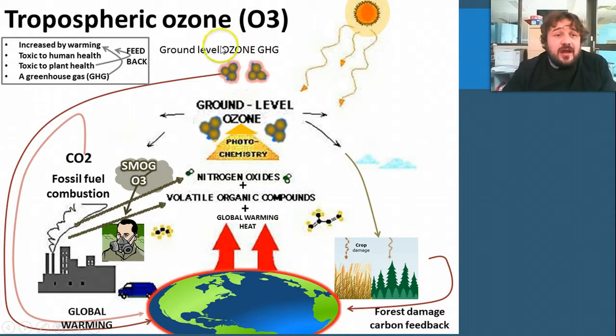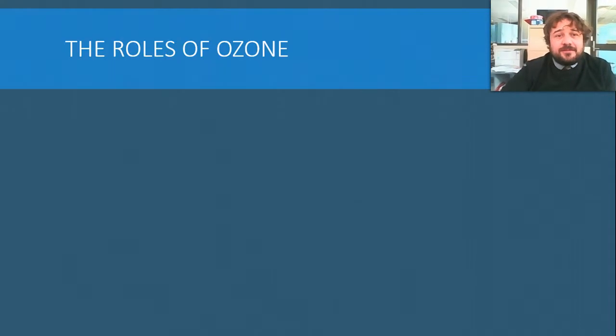Ozone. Ozone has these problems here. One, it's a greenhouse gas. And down low, it causes real problems. It's toxic to plant health and toxic to human health. But if it's toxic to plant health, you're going to increase the warming as well, for obvious reasons. So here's our ozone. It comes down, increases global warming, does crop damage, and reacts here to make more ozone. That's called photochemistry because it uses the light from the sun.